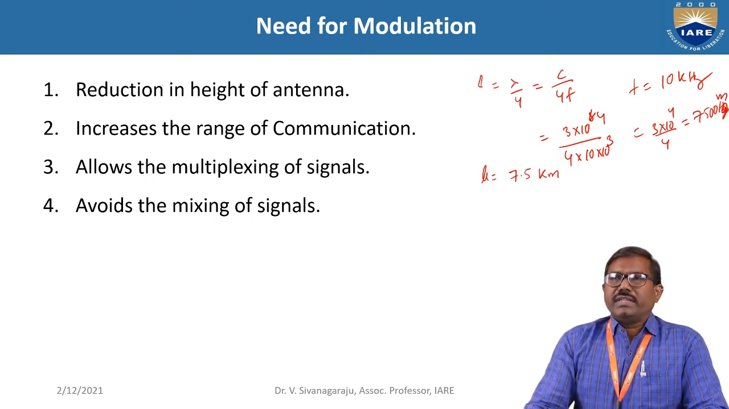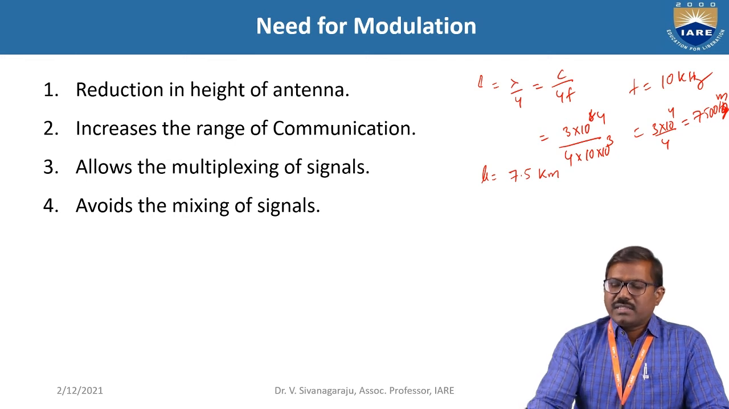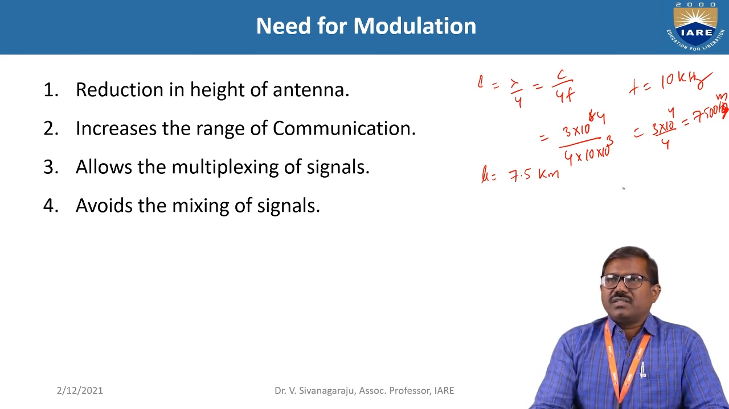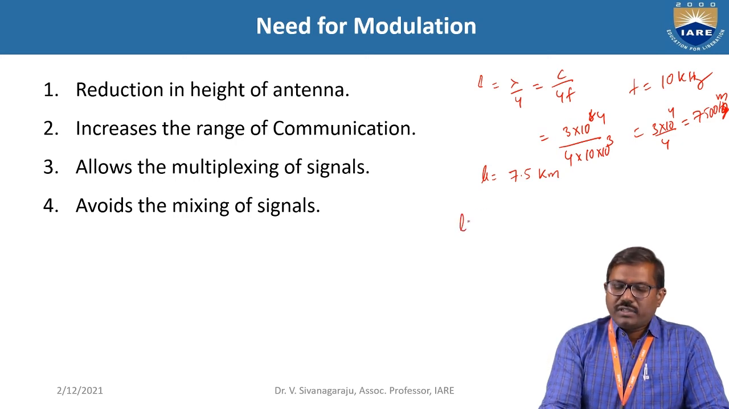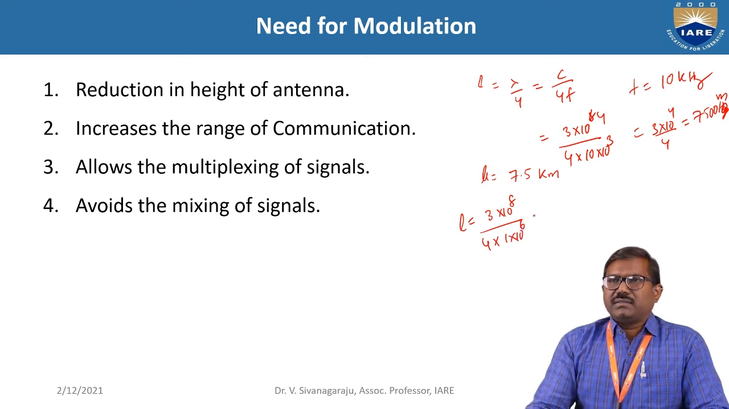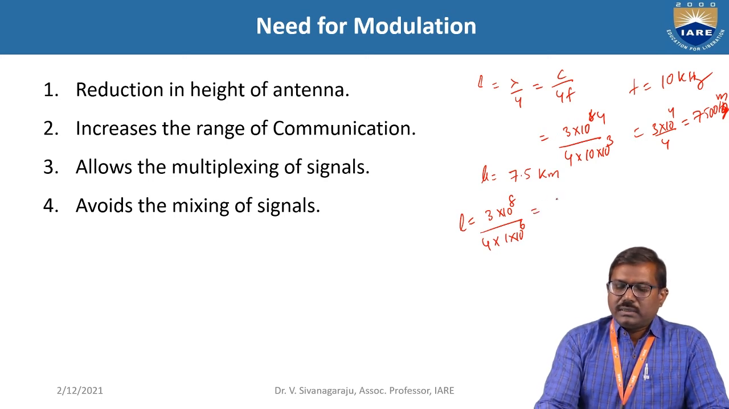So that's why we need modulation. Now the frequency is increasing after modulation. It is in megahertz. For example, again you take the same expression, 3 into 10 power 8 divided by 4 into 1 mega, 10 power 6. So we can get 300 divided by 4.